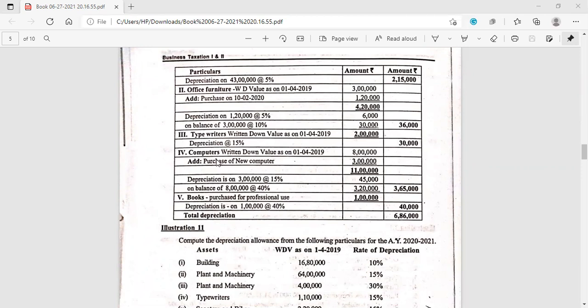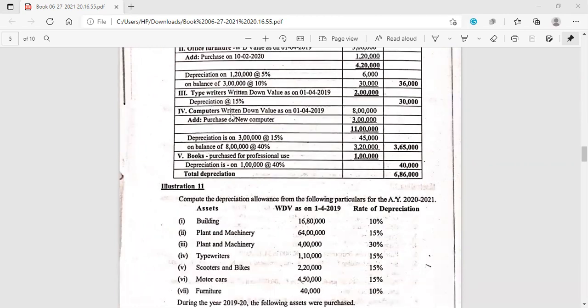The next, fourth block, would be computers, and written down value is given as on 1/4/2019 rupees 8 lakh. To this we have to add a new computer purchase during the year, 3 lakh. We'll be getting 11 lakh, and there are no sales. So straight away we can easily calculate depreciation. But before calculating depreciation, we have to be careful.